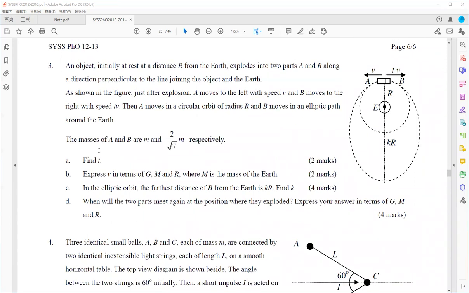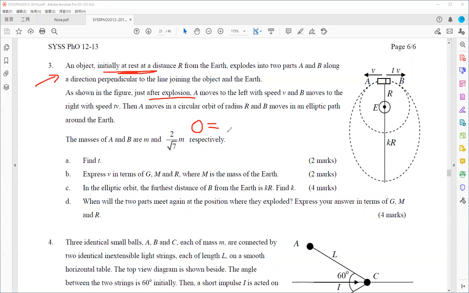Now, at least you can do part A. So initially, the objects are at rest, and then they separate into two parts after the explosion. The explosion is just the opposite of a collision. You can still apply the concept of momentum in this case. So that means the initial total momentum will be 0.